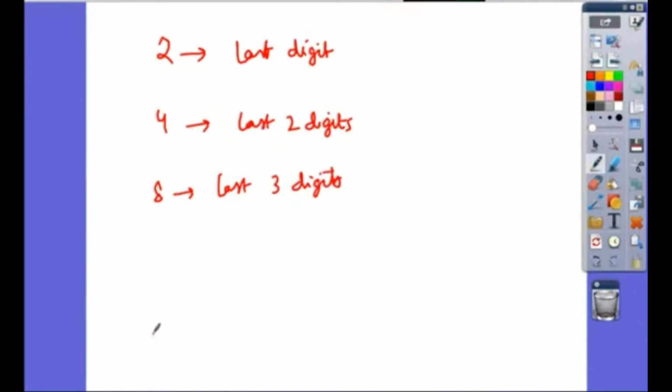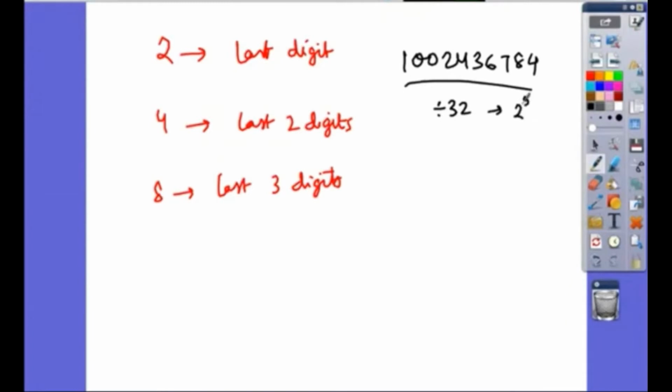So by understanding this, if I give you a large number like this, 1 0 0 2 4 3 6 7 8 4, and ask you if it's divisible by 32, 32 is a power of 2 and it's equal to what? 2 power 5. So if you have to check if this number is divisible by 32 or not, you just have to look at the last 5 digits. Okay? Why? What's the reason? I'll explain the reason a bit in detail.